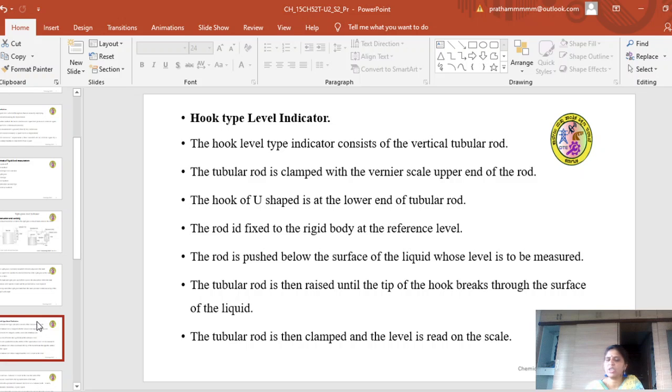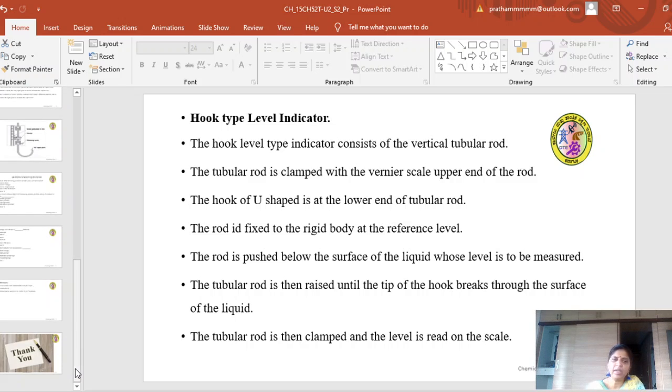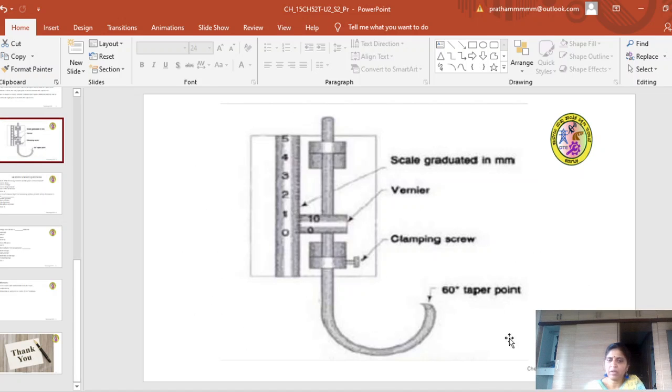The rod is fixed to the rigid body at the reference level. The rod is pushed below the surface of a liquid whose level is to be measured. Now you have a hook type which is connected to the vertical rod. The vertical rod will move with the help of a vernier and is clamped by a screw.